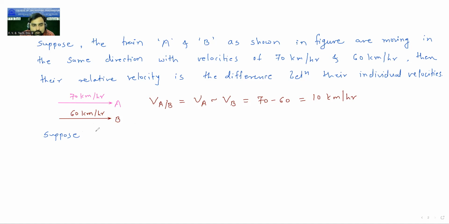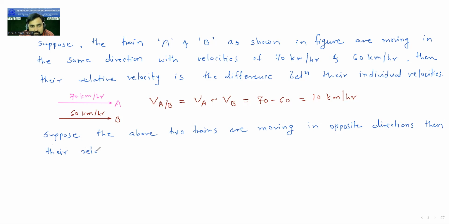Okay. Now further, suppose the above two trains are moving in opposite directions, then their relative velocity is the sum of their individual velocity.